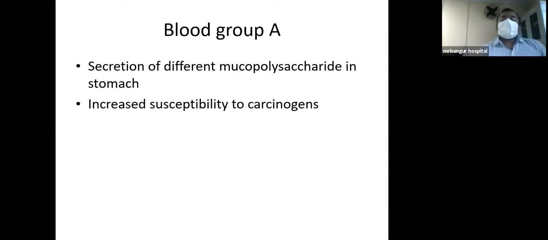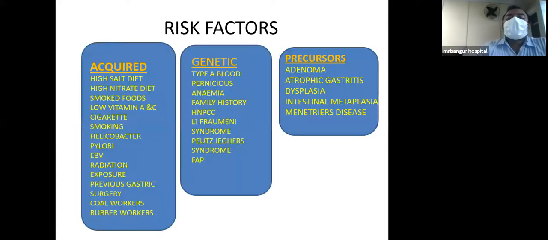And it has also been found why blood group A. It has been researched and found that these people have increased susceptibility to carcinogens. And it has been found that the secretion of different mucopolysaccharides in the stomach plays a vital role in causing this disease in this group of people.